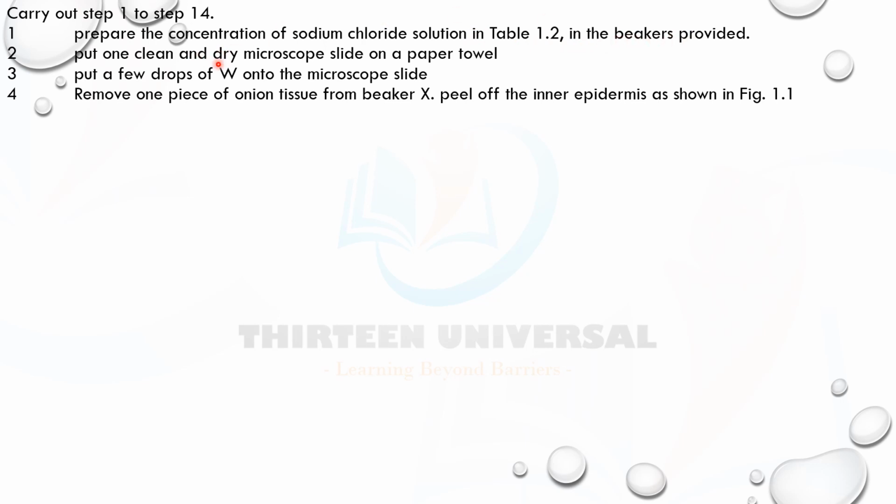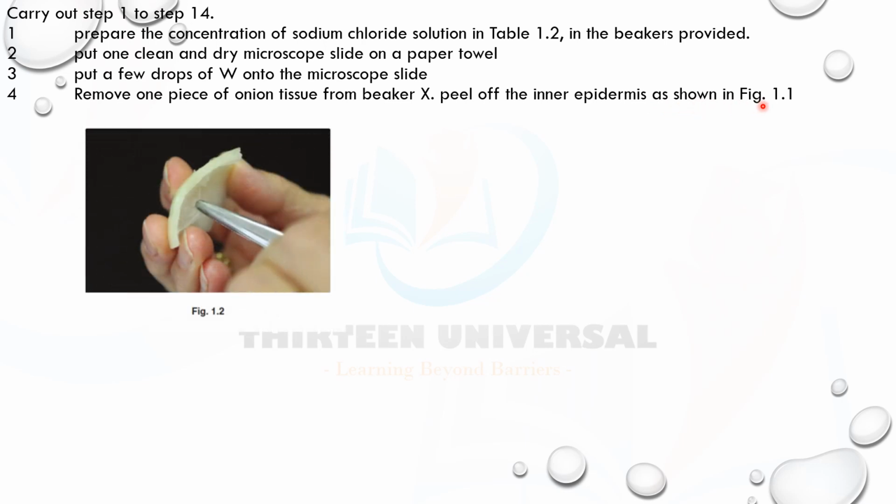Put one clean and dry microscope slide on a paper towel. Put a few drops of W onto this microscope slide. Remove one piece of onion tissue from beaker X. Peel off the inner epidermis as shown in Fig 1.1.